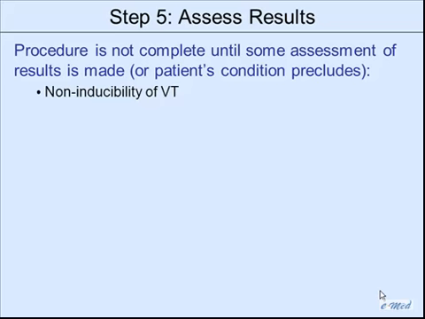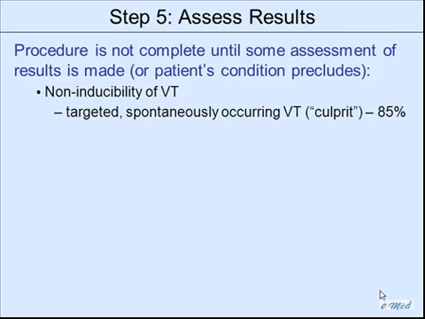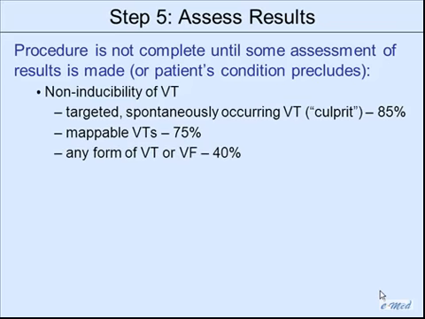And not just yet. Now finally, we're going to try to assess our results. For my money, I have to talk to the patient and the family afterwards and try to give them some kind of an estimate of how successful the procedure has been. So non-inducibility of the target VT, we can get easily, 85%. All mappable VTs, I'm not sure this is a useful metric. What may be mappable for some is not mappable for others, and vice versa. Any form of VT or VF, especially in people on a lot of antiarrhythmic drugs, that's a hard one to achieve.